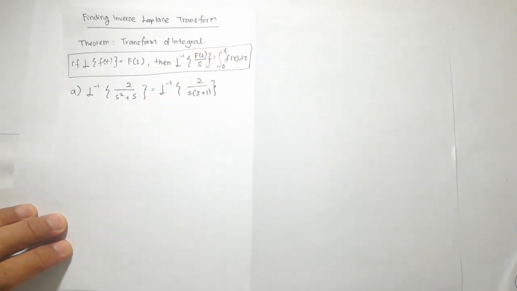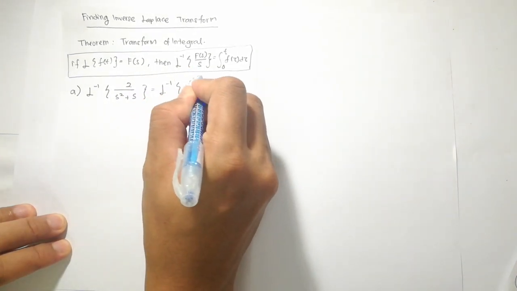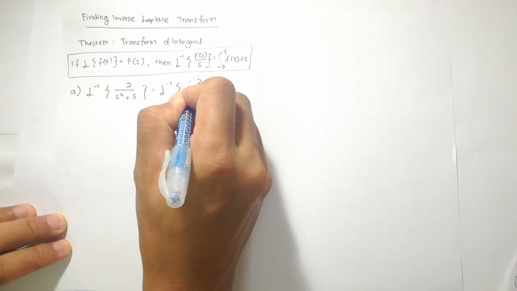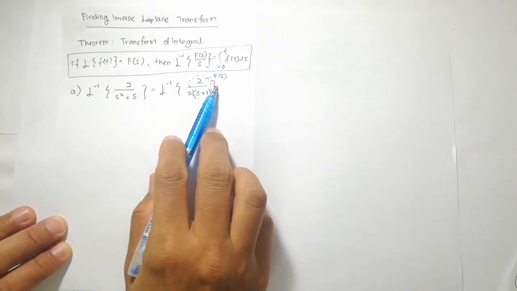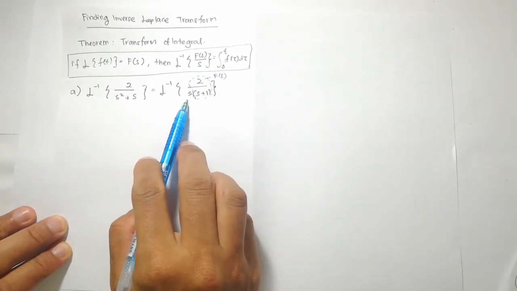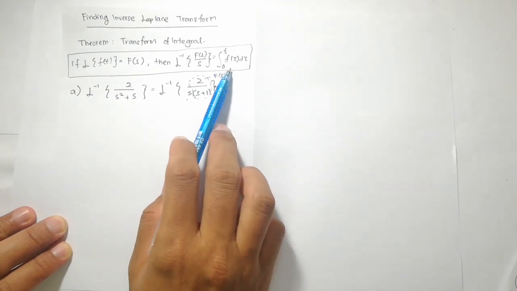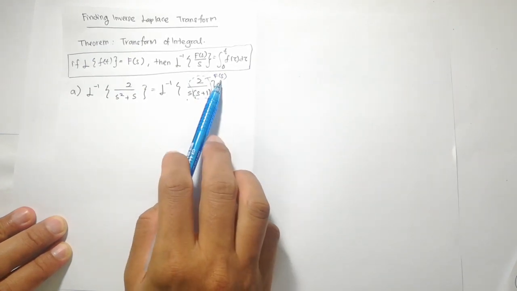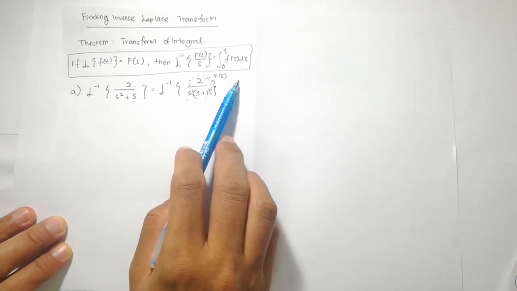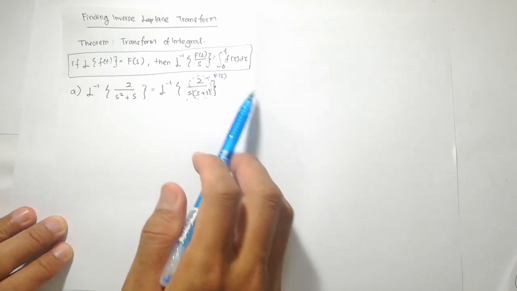So where is our F(s) for this case? Our F(s) will be this one. And then we divide our F(s) with s, meaning that in time domain we need to integrate the function. We have F(s), which is this one; in time domain, we have f(t). We need to integrate that f(t), so we need to find that first.